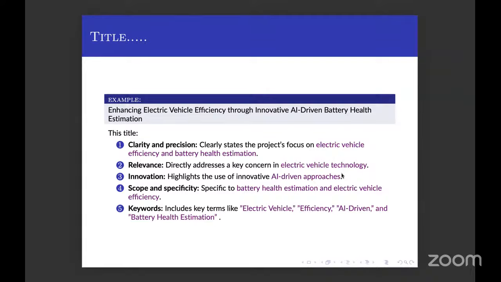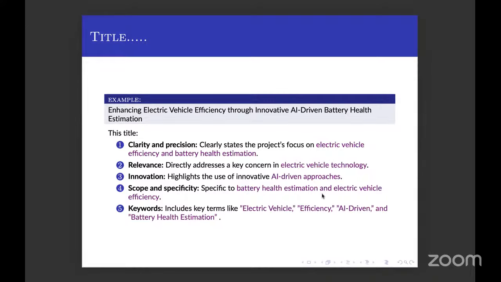Okay. What is the innovation? I'm trying to do AI-driven approaches. Now, what is the scope and specificity? Scope is that I'm doing battery health estimation and I'm doing electric vehicle efficiency. So two things I'm trying to do. This is my scope.